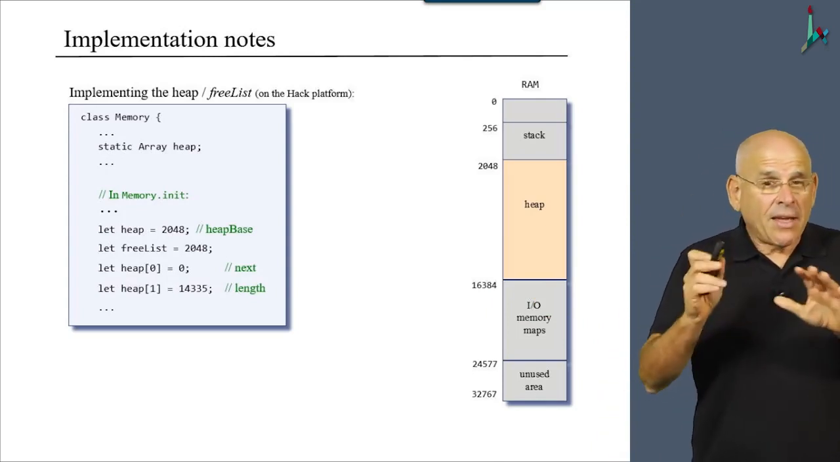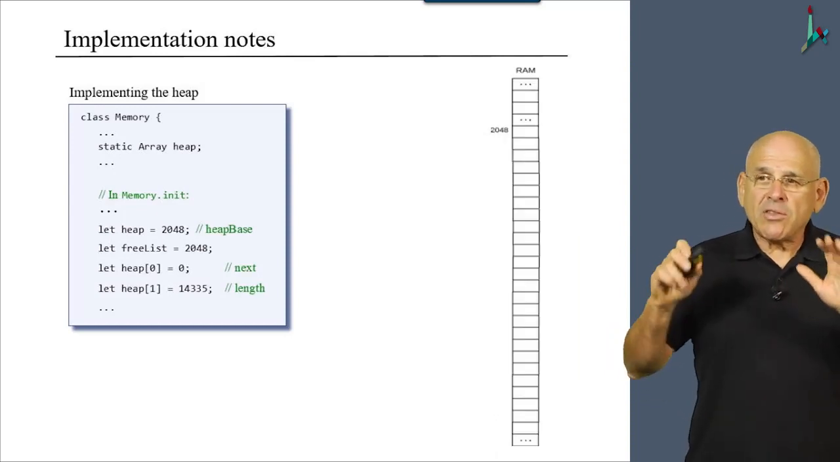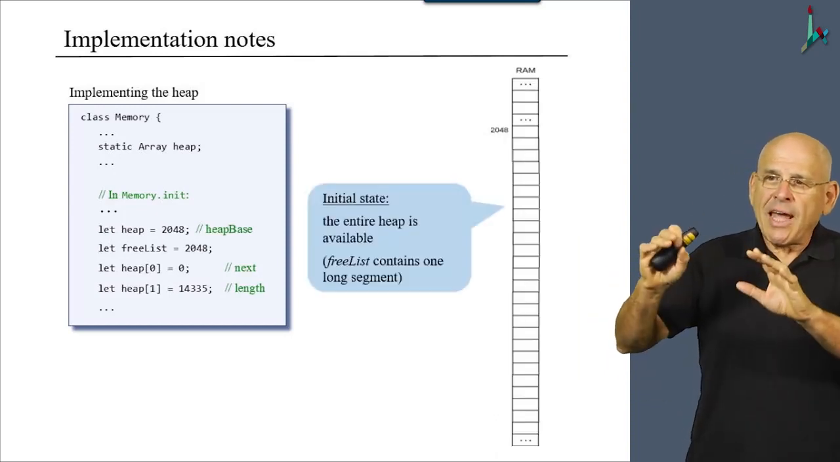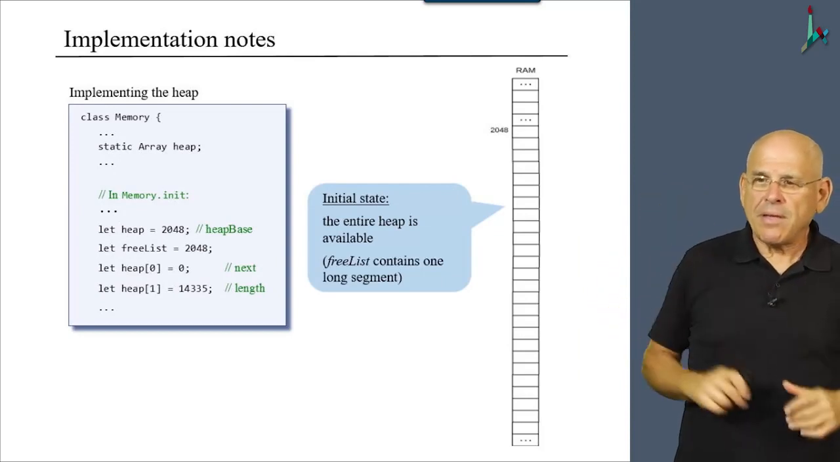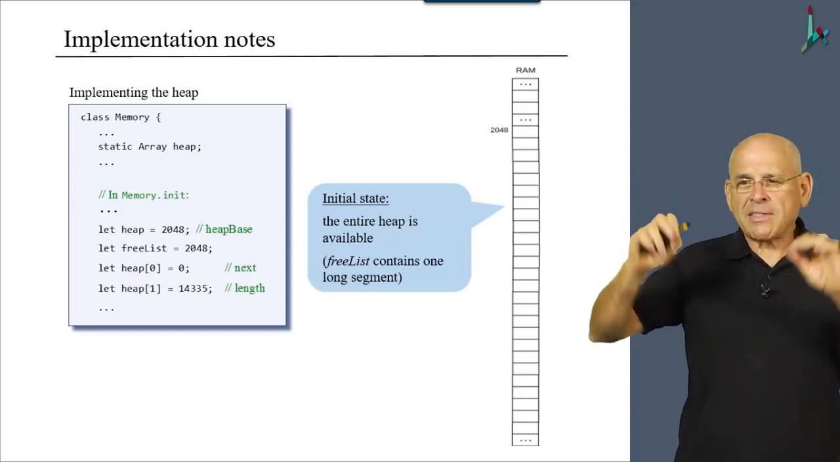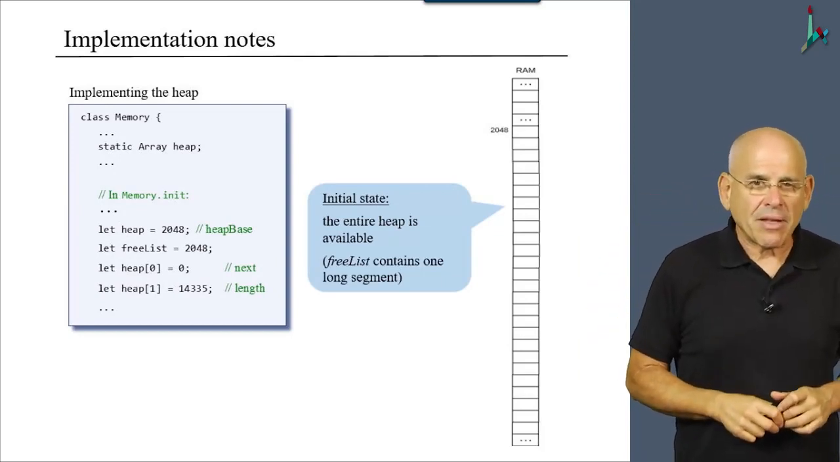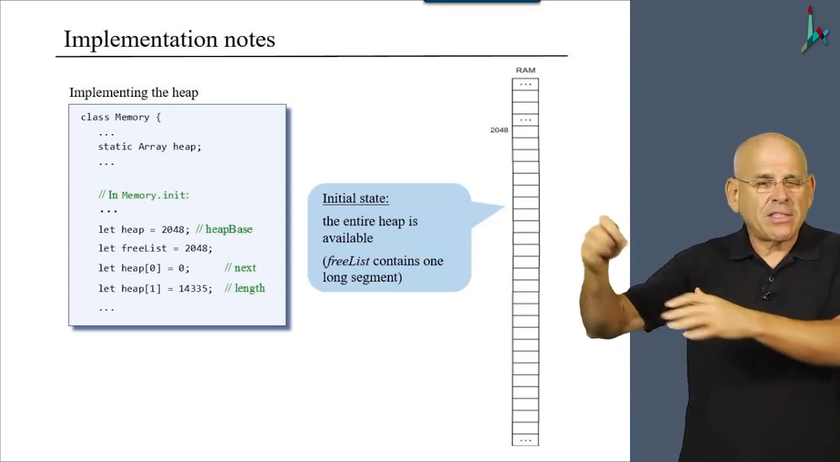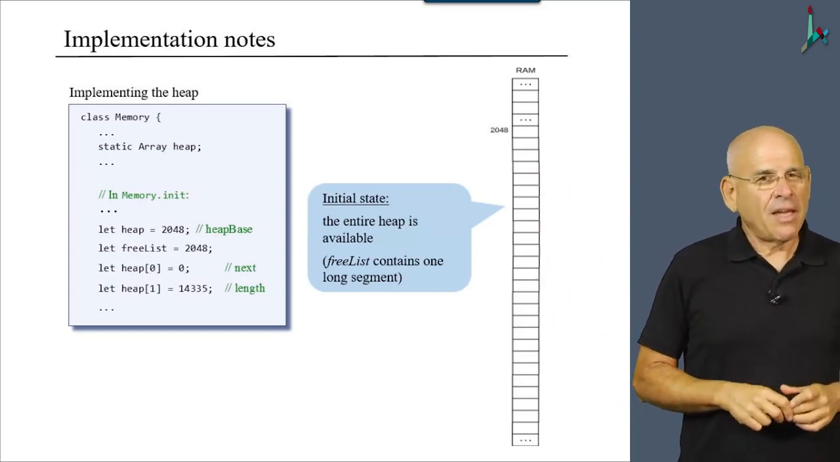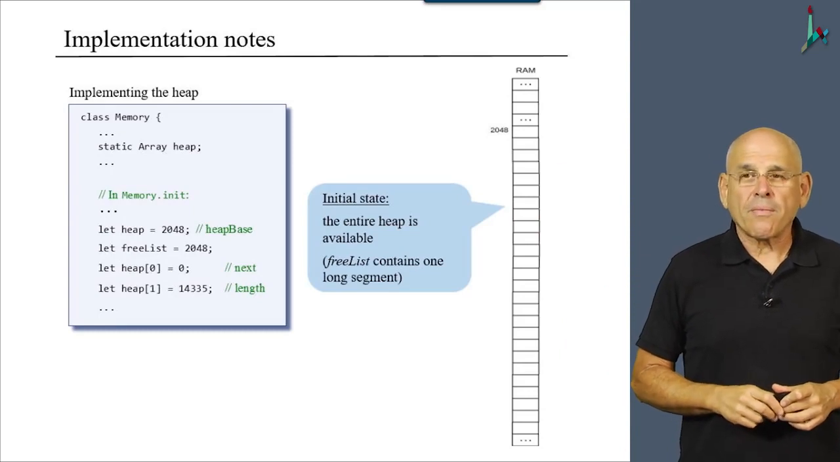So at the beginning, when we just get started, as you see, in the initial state, the entire heap is available. Free list contains one long segment, and it kind of degenerates to the simple setting that we had before.